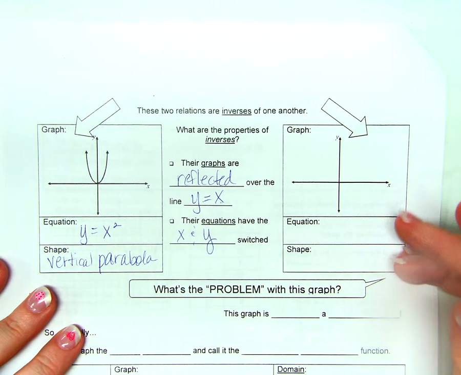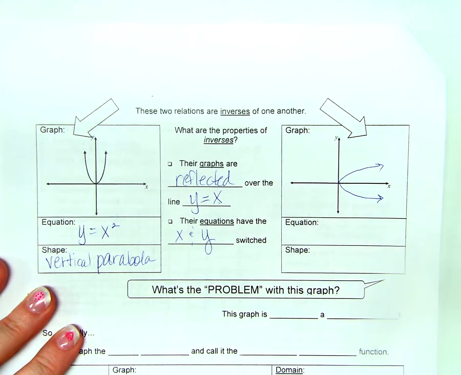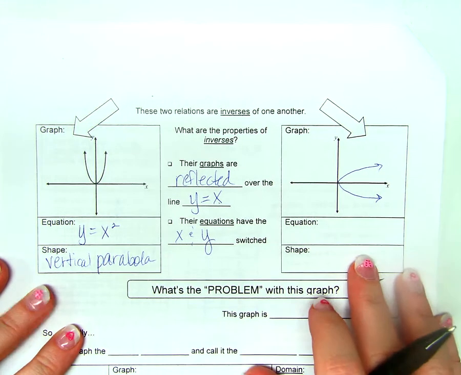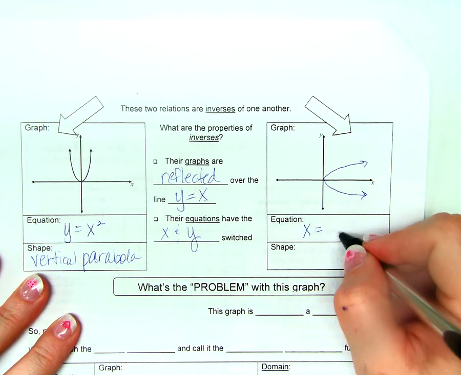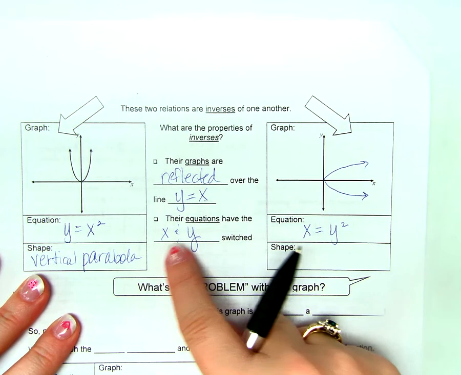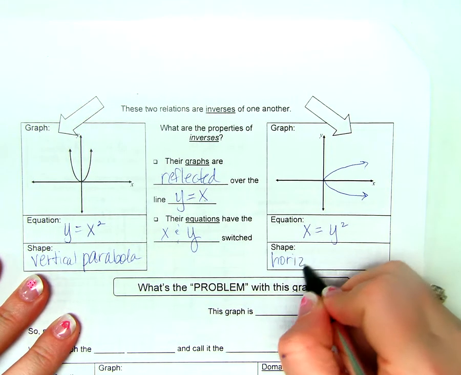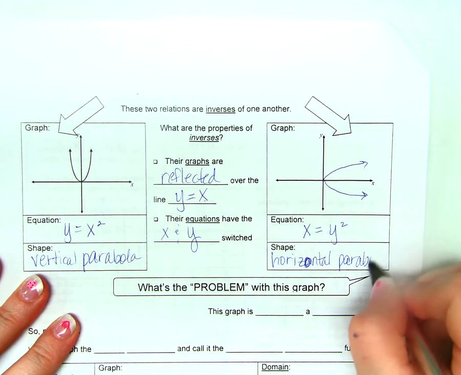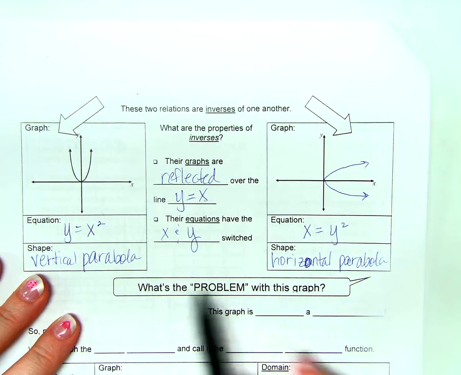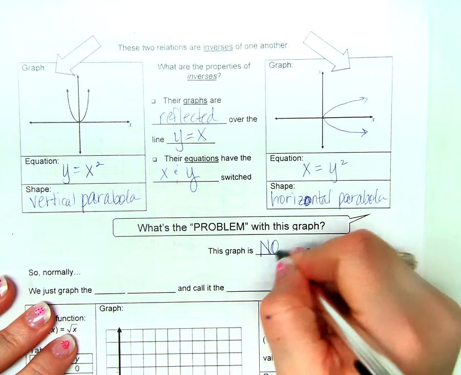So what does its graph look like? What's the equation for this? X equals y squared, because you just told me the x and y are switched, right? What shape is this? A horizontal parabola. What's the problem with this graph? Not a function.